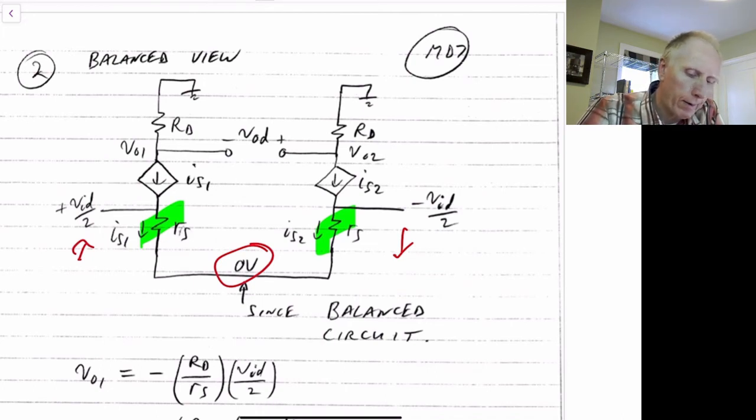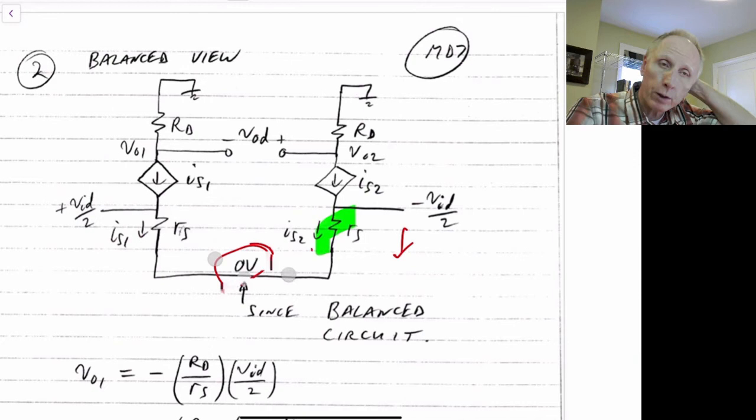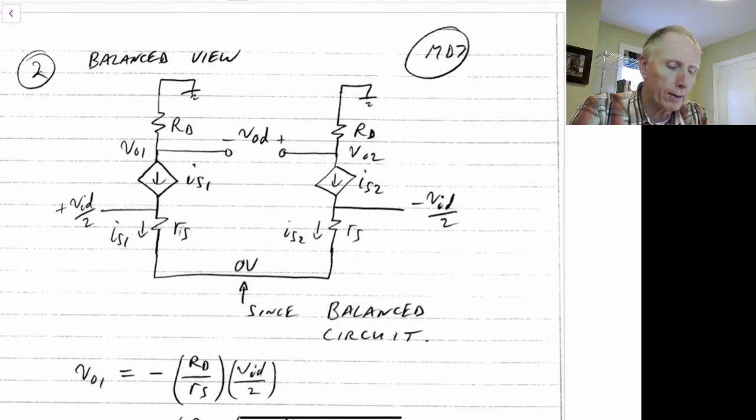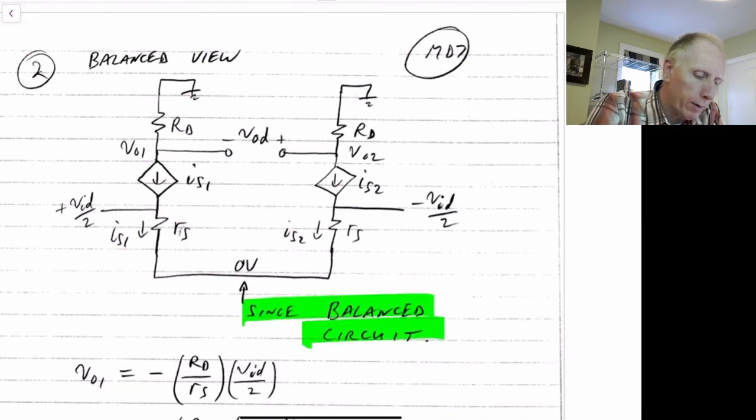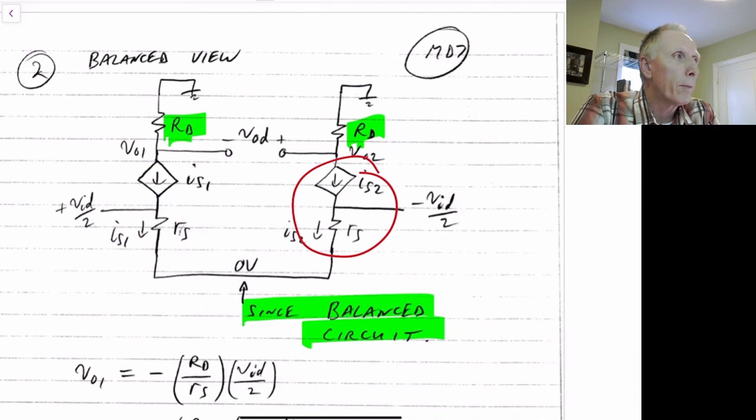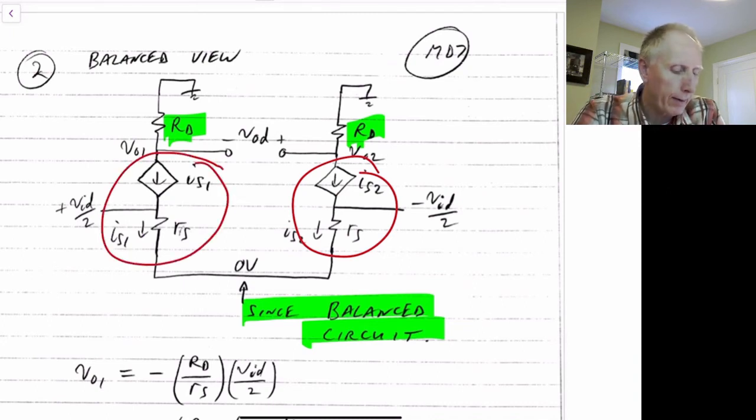So this is a balanced view. This works if everything on the left side is equivalent to everything on the right side. So because we have a balanced circuit here, this holds. And that means, by balance, we mean that RD over here equals this RD, and this transistor on the right side, all the small signal components equal the components for the left-hand side, and that the voltage is truly differential.